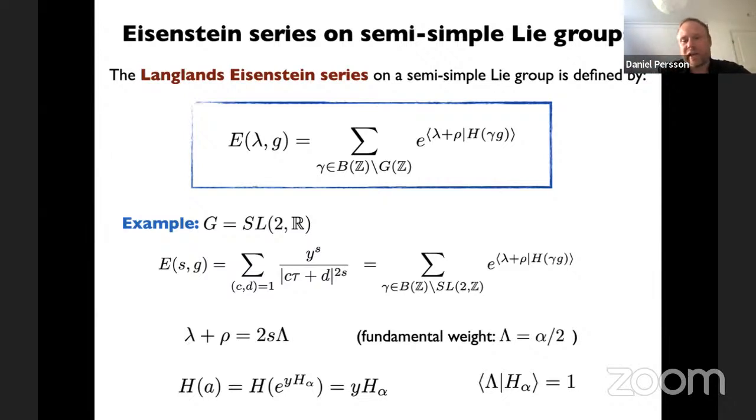And then you have to analyze the sum over SL2Z mod B of Z, and you can see that this is a sum over two co-prime integers. So then this general expression reduces to the familiar one. Yes, so that's how we construct an Eisenstein series that generalizes the object that we saw before.